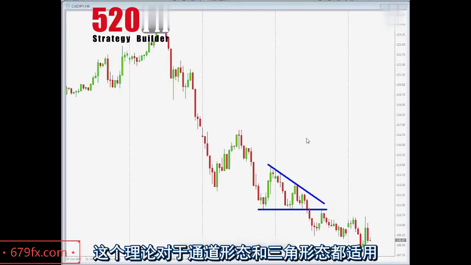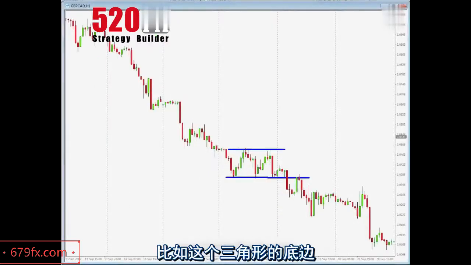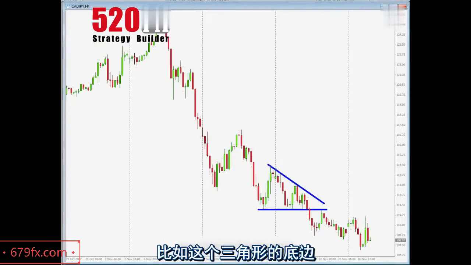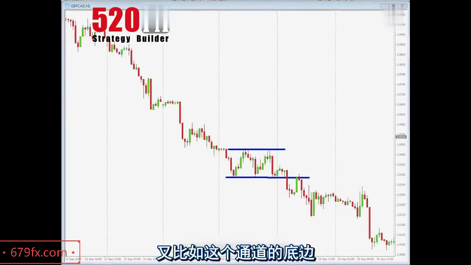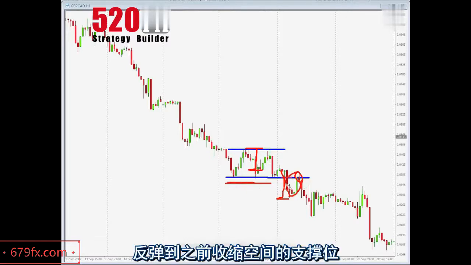So both in triangles or in ranges, if you miss the first move, keep an eye on the breakout level. In this case the triangle bottom, or in the case of the range, the range bottom, because you may see a retrace upon running the total width of the pattern. You may see a retracement back to former support levels, then working as resistance.